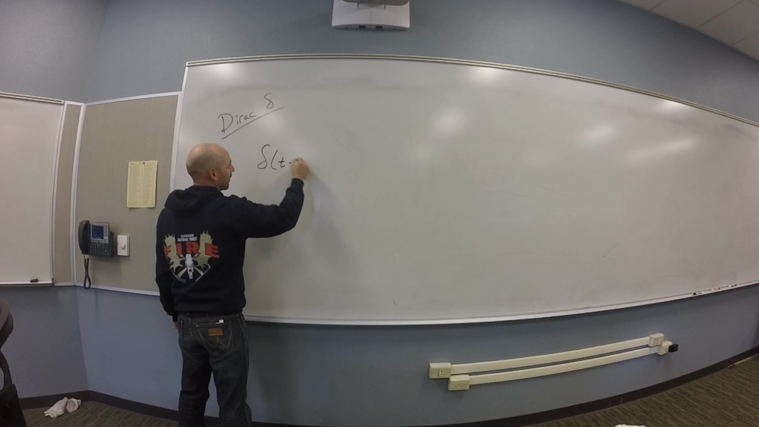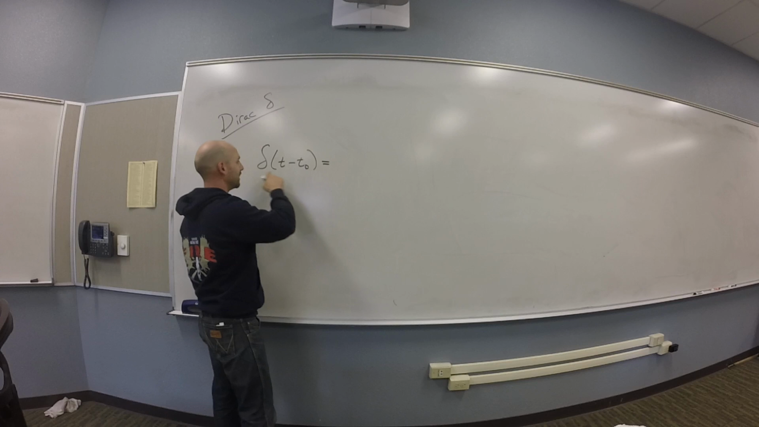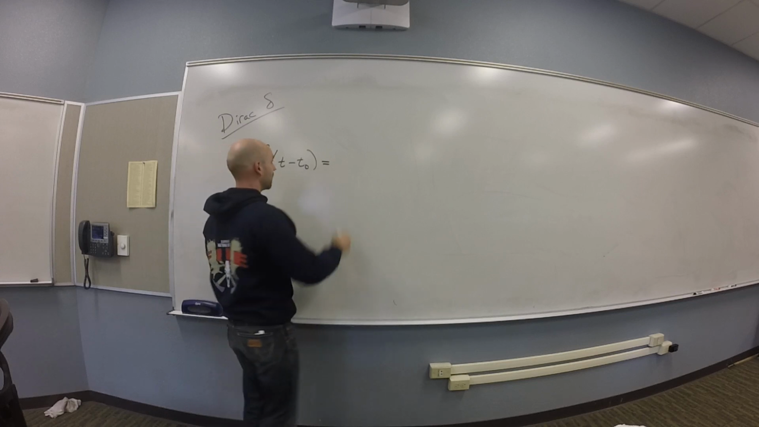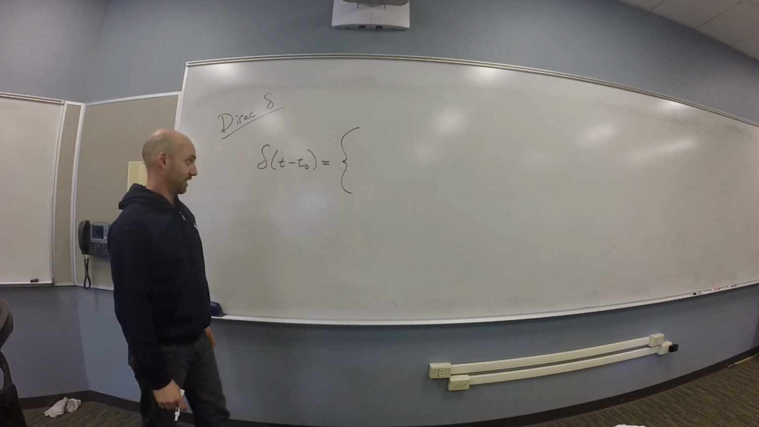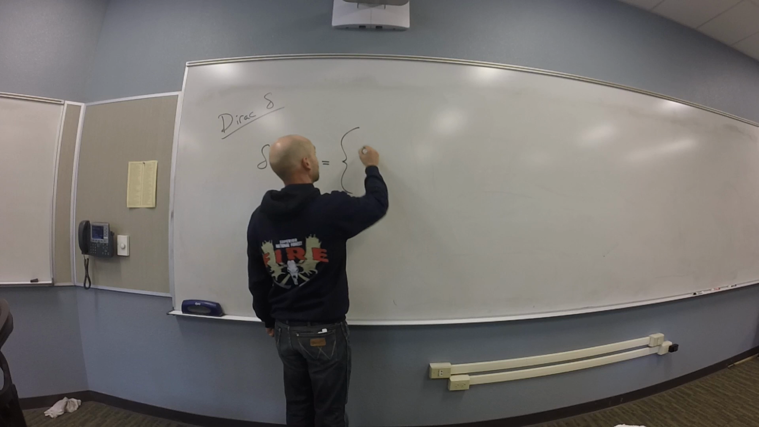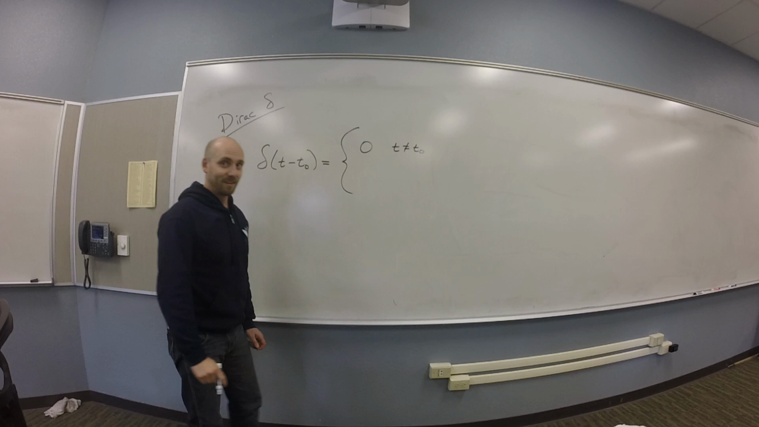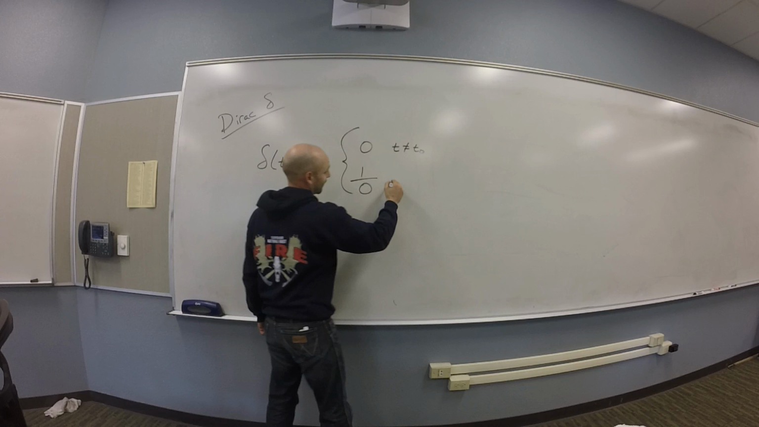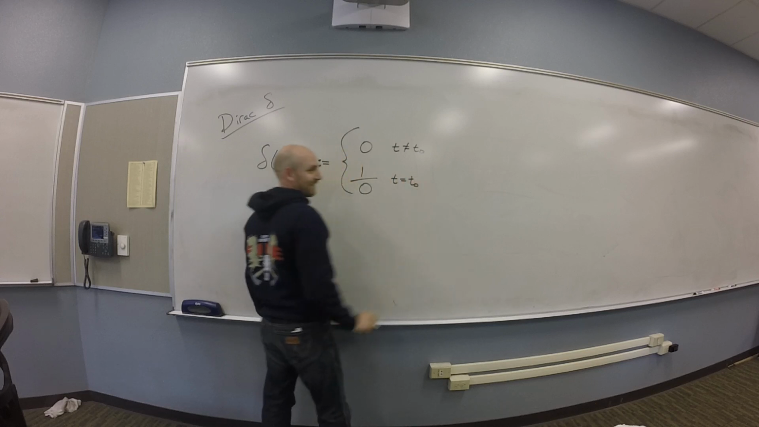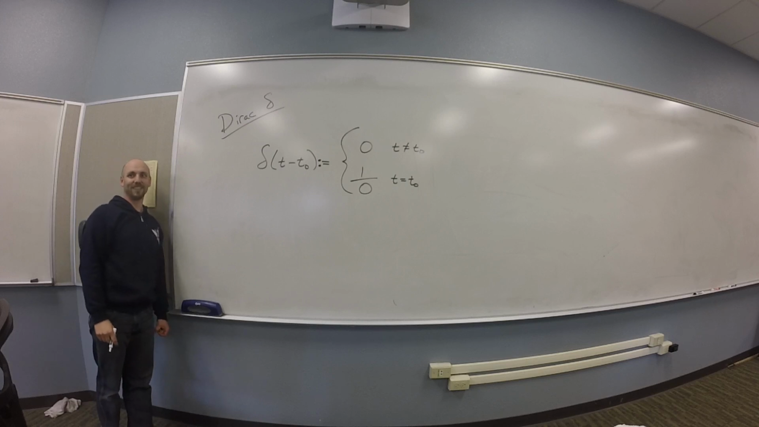So I'm going to define this function. This is going to be delta taking the argument of t minus t naught, which is going to be piecewise in the most horrible possible way. It's going to be 0 if t isn't t naught. And this is the part where the yelling usually starts. I'm going to define this as 1 over 0 at t equals t naught.